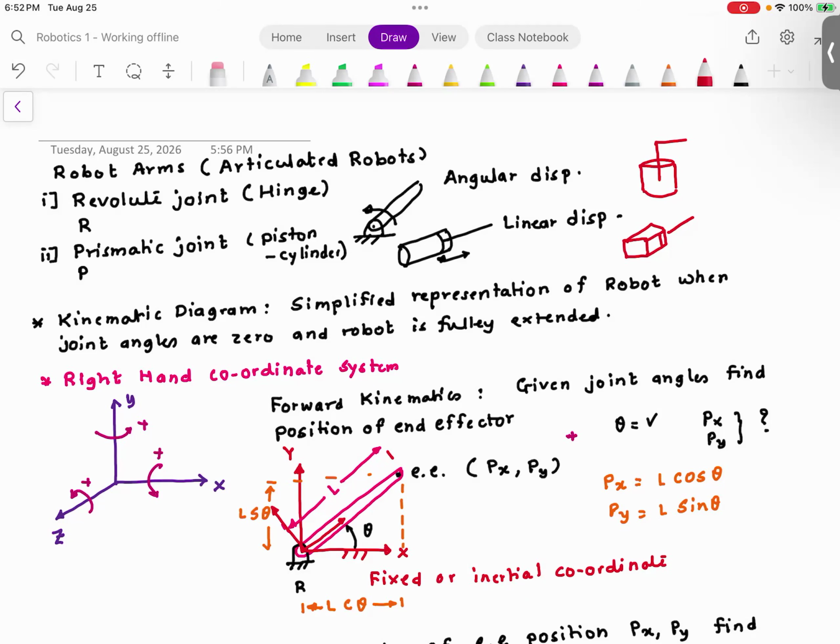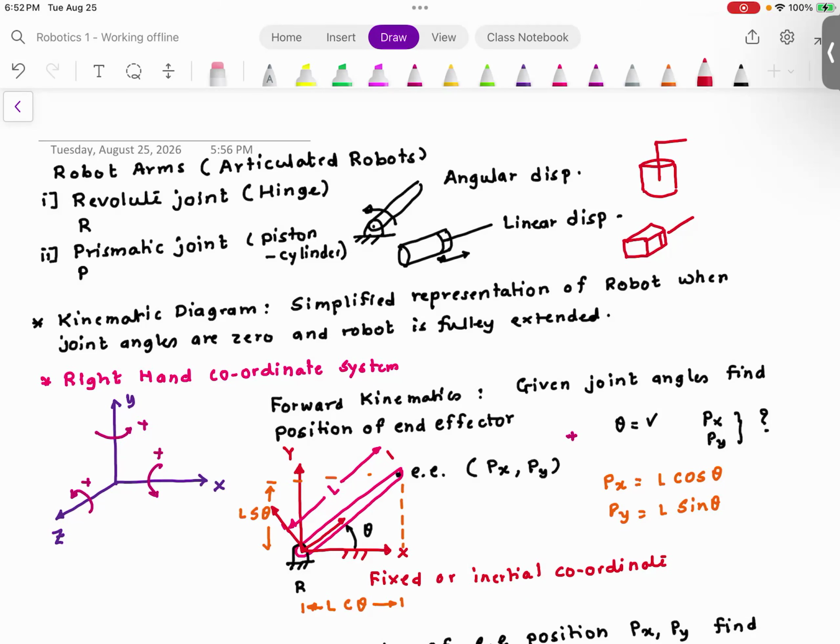We also talked about something called the kinematic diagram. The kinematic diagram is the simplified representation of a robot so that we can write mathematical expressions for the forward and inverse kinematics. So please try to understand, if I give you a physical robot, it may look different, but for calculations, to derive the expressions of forward kinematics and inverse kinematics, this robot can be decomposed into its joints and links.